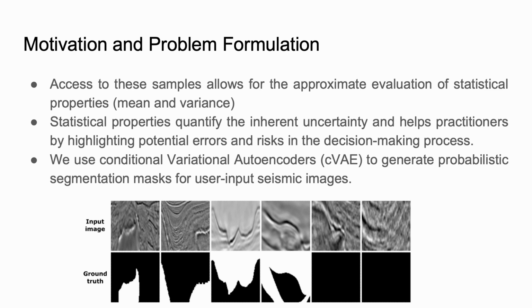In our project, we concentrate on the problem of seismic image segmentation. Our main objective is to generate multiple segmentation masks for a given seismic image using conditional variational autoencoders, and then finally assess the statistical characteristics of the segmentation process.